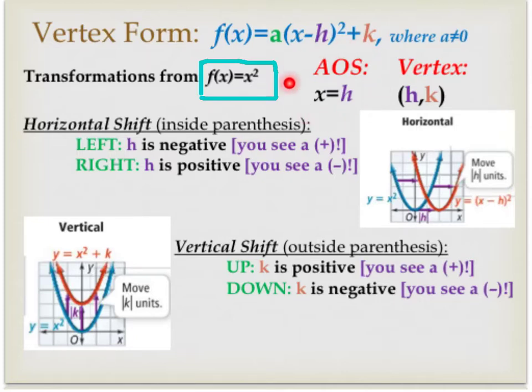We have our axis of symmetry here, which is always determined by the x coordinate of our vertex. So h, you see that? It's the guy right next to the x. And then the y coordinate of our vertex is our k that sits out here in our vertex form.